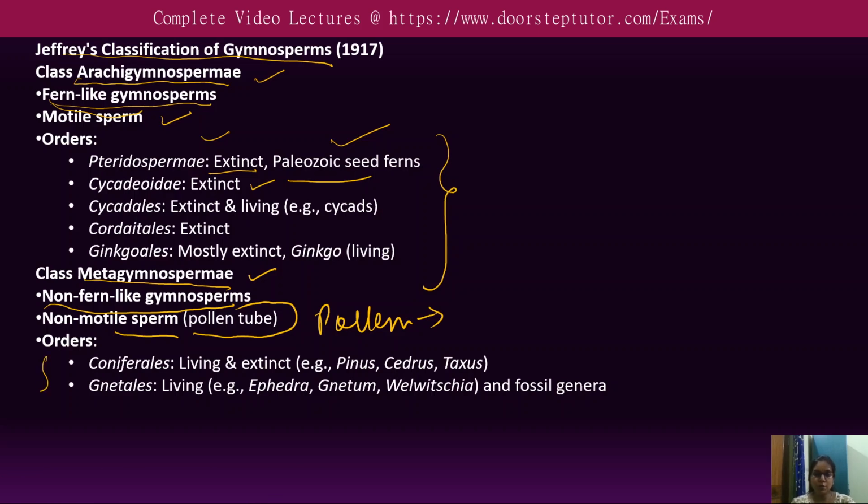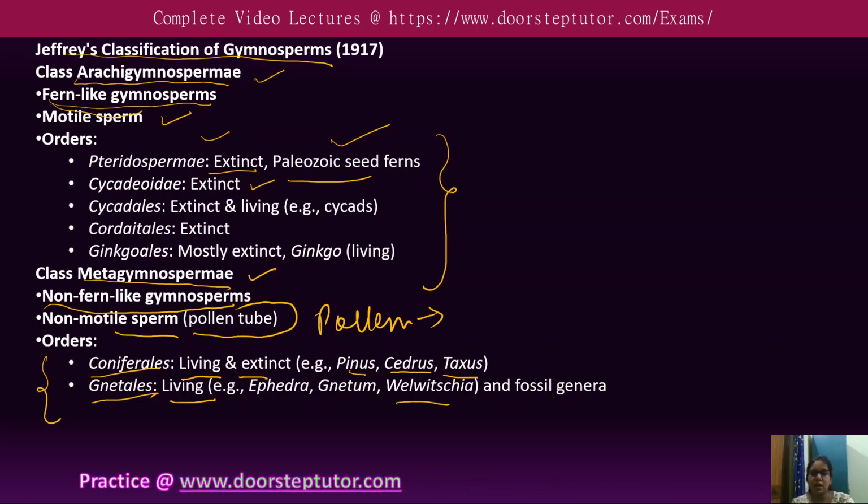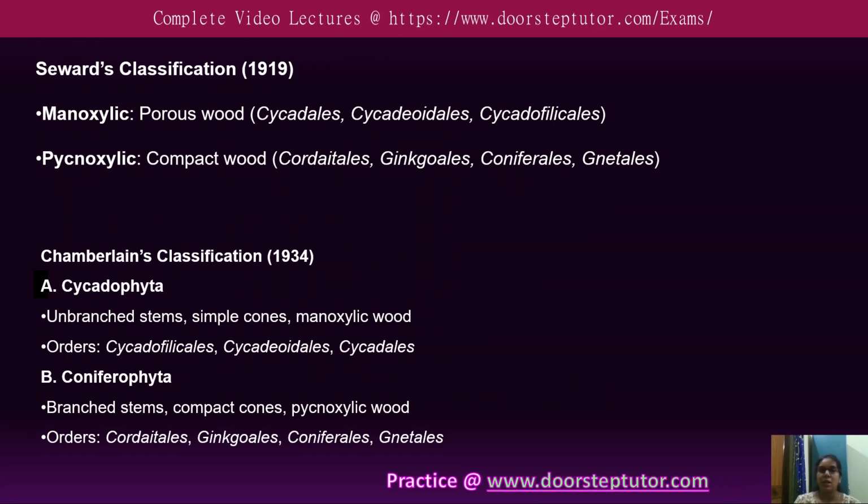Okay, two orders of this class are the Coniferales and Gnetales. Coniferales basically includes both the living as well as the extinct plants, and the living plants include various common conifers such as Pinus, or we can say the pine tree, Cedrus, and Taxus. And Gnetales include the living plants such as Ephedra, Gnetum, Welwitschia, as well as the fossil genera, which are now in the extinct form.